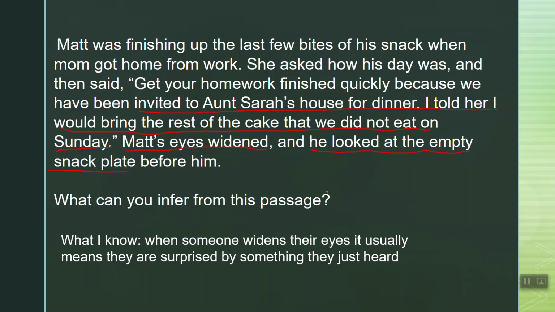How did we infer this? We took what we knew, that when someone's eyes get real big, it means they're surprised by something they've heard. We took the clues from the text that they were supposed to take the rest of the cake to his Aunt Sarah's, and that Matt looked down at his empty plate after his eyes were widened. The author never said that Matt ate the cake, but we can infer it. We can make that good guess based on what we know and what we read. All right, let's try another passage.